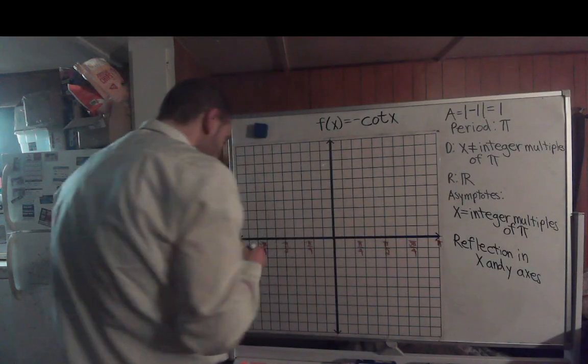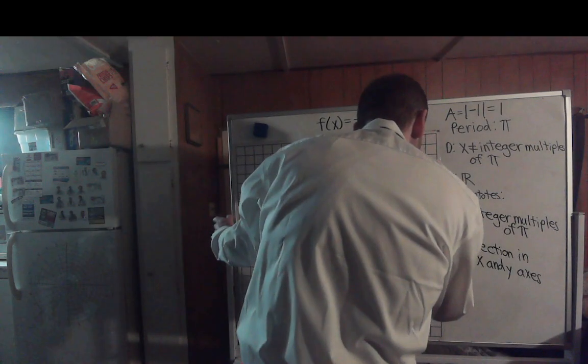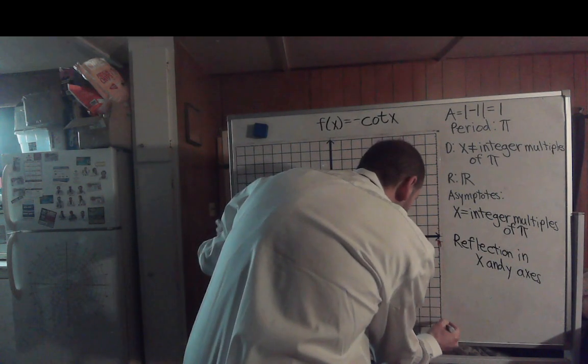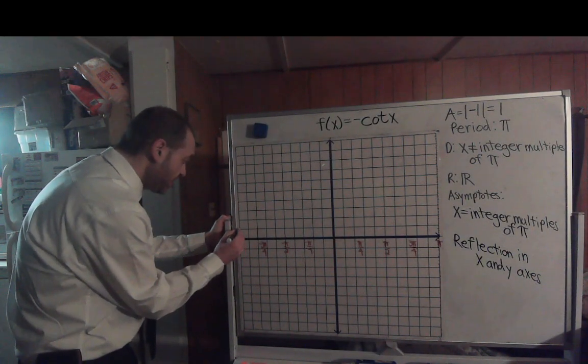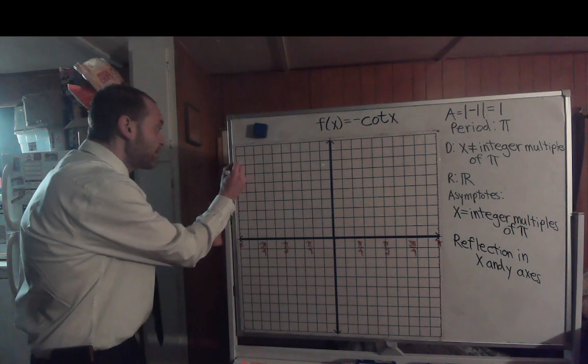Alright, so let's get the asymptotes going. There's definitely one at x equals 0. Next one is going to be at x equals pi. And then you'll have one at x equals negative pi also. That'll be another vertical asymptote.